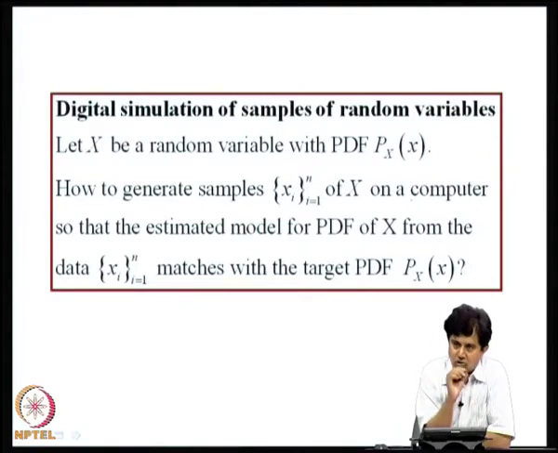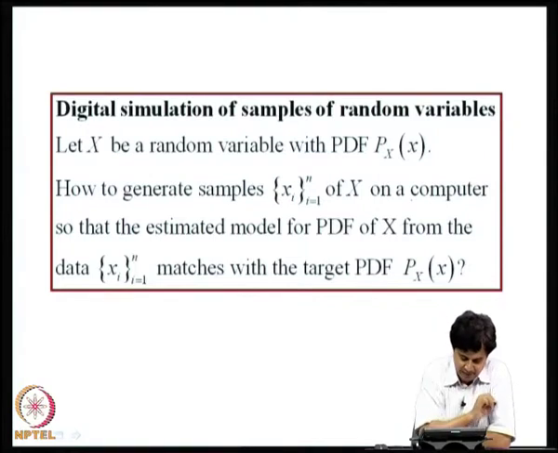Suppose x is log normal. How do I generate 100 samples from the given probability distribution function with the parameter specified? How can I generate 100 numbers such that, if I were to empirically estimate the probability distribution function, you should be able to accept the hypothesis that these 100 numbers are drawn from a population of log normal random variables with prescribed mean and standard deviation? So, how do we achieve that?